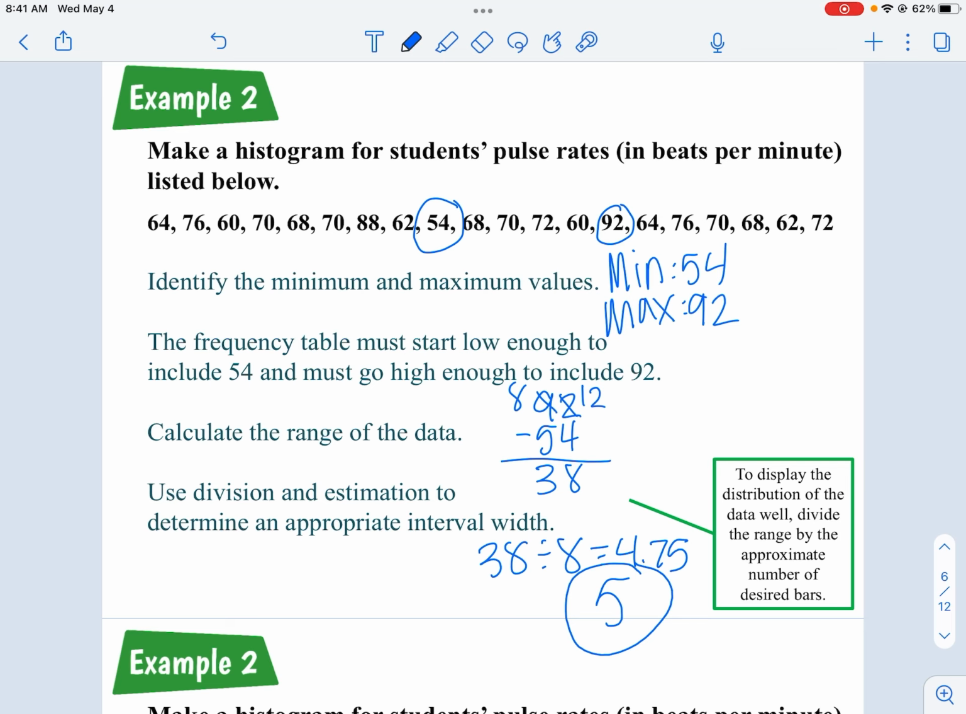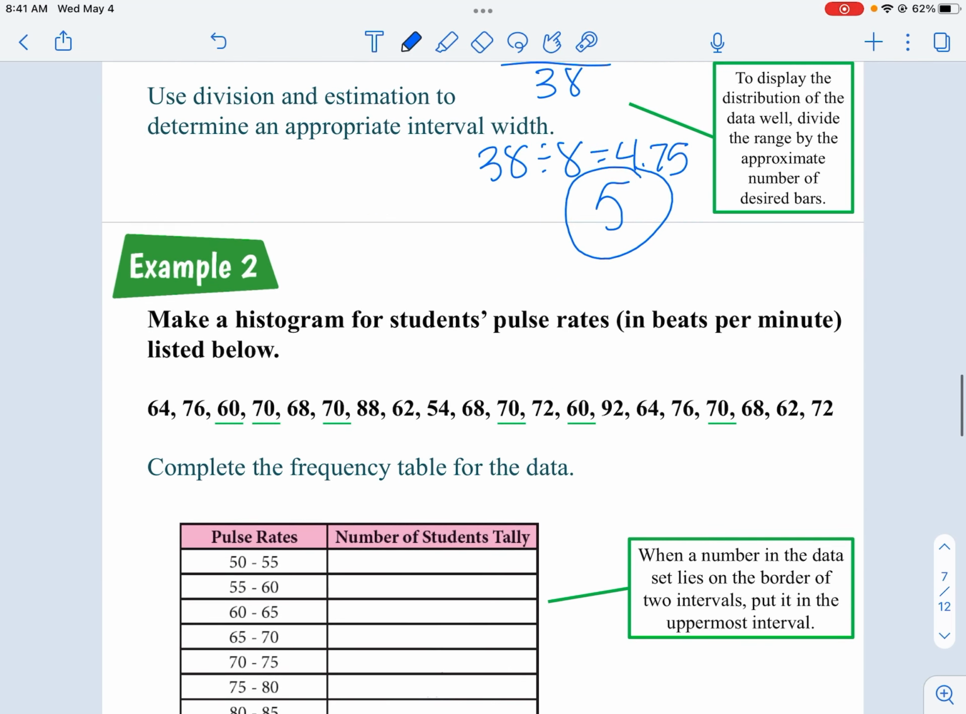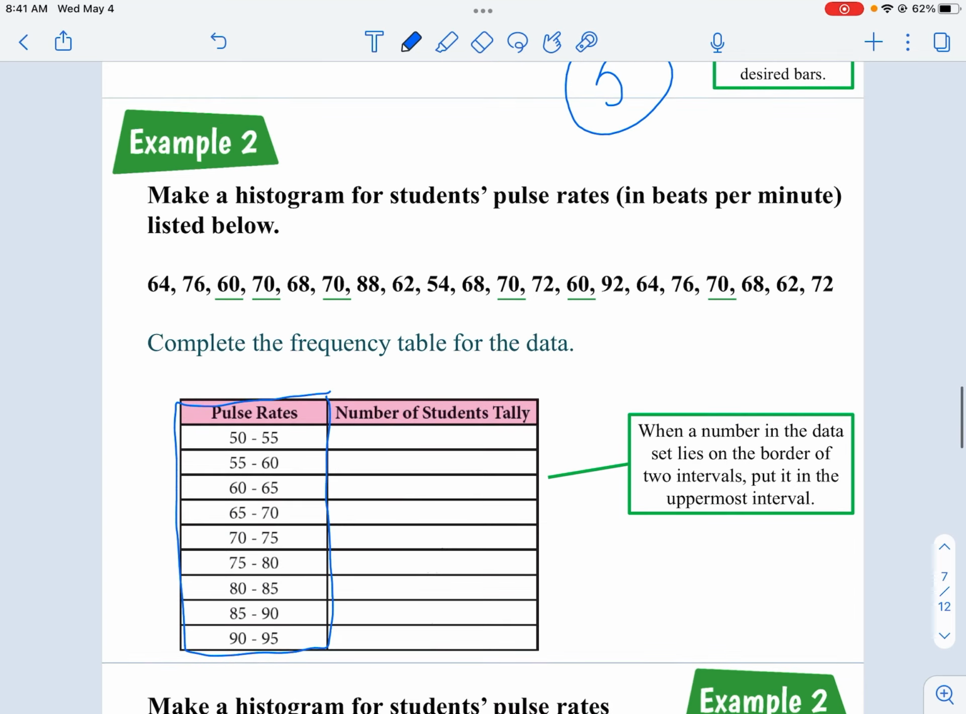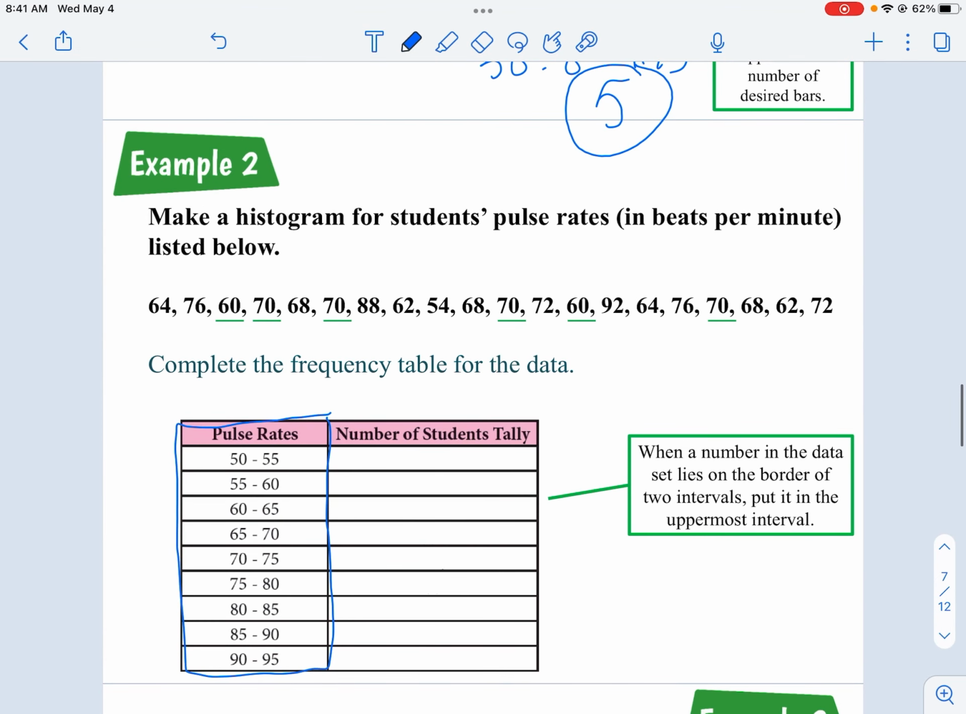Okay, so if I scroll down, this already gave you the intervals. Okay, so it picked 9 intervals that go from 50 to 55. So this is where the 5 came in. Okay, these are each 5 apart. Okay, so that's how we got the 5.